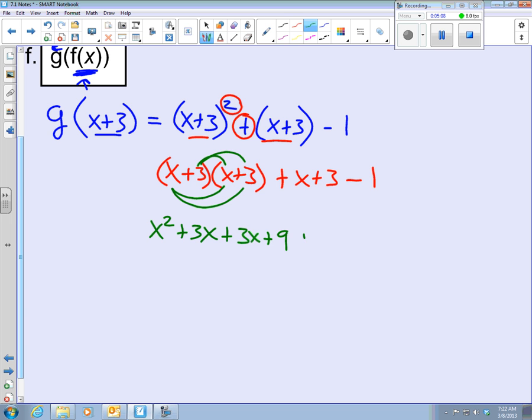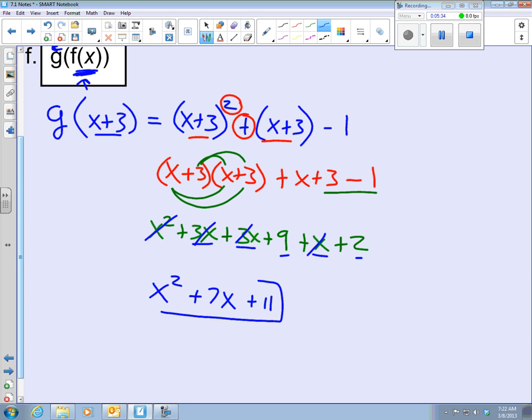Okay, and then I got plus x, and I can combine these two. That's just plus 2. Finally, just clean it up. Combine like terms. There's only one x squared term. Done. 3x plus 3x plus x is going to give me 7x. And finally, 9 plus 2 is 11. There's my answer. That's what we're looking for, just that expression, x squared plus 7x plus 11.